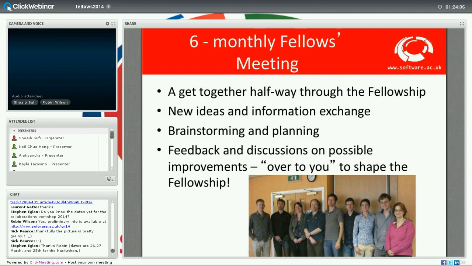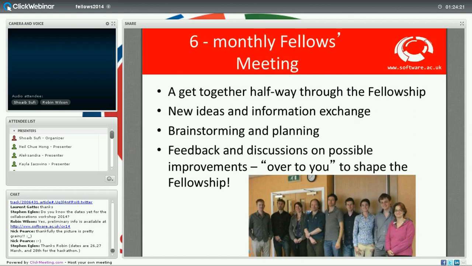That would include all the fellows that we have active at the moment, as well as previous fellows. So this is increasing the sense of community, and people who are really active in their research and also very keen on software in their domain.